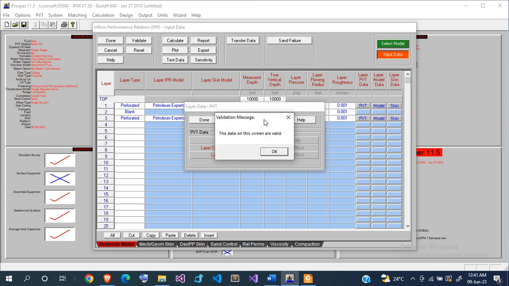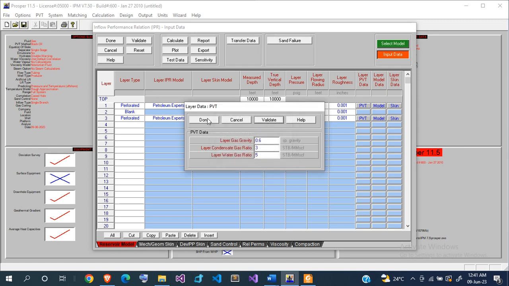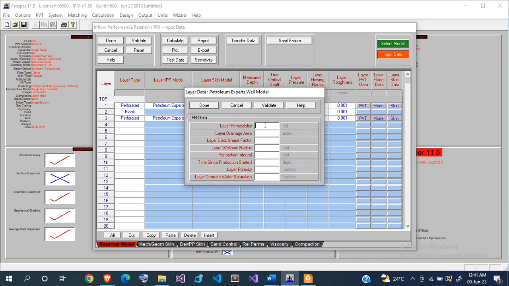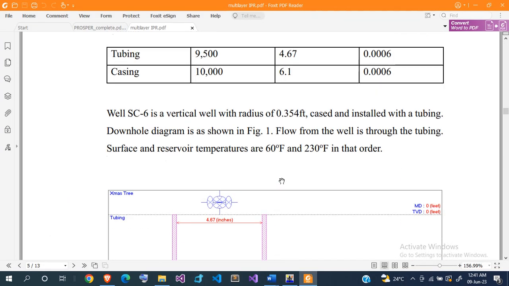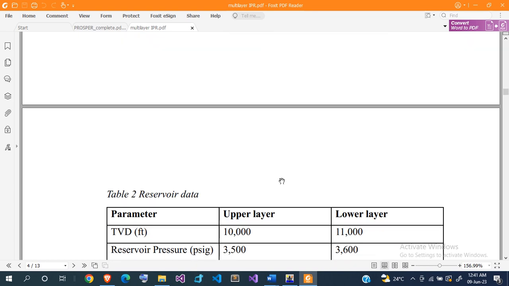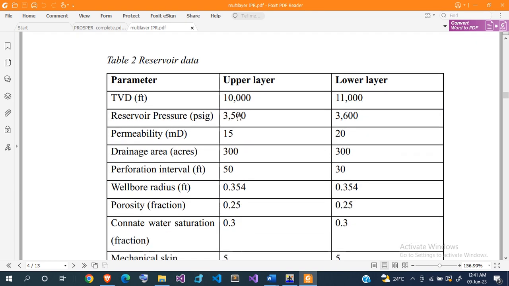You can validate to see if the information is valid. So it says valid. Now the model, I'll choose a model. So the layer permeability. Permeability for this model is 15 millidarcy. This information can be gotten from here, so it doesn't look like I'm just supplying information from nowhere. So this is it. For the upper layer, permeability is this. These are the layer pressures I actually entered there.